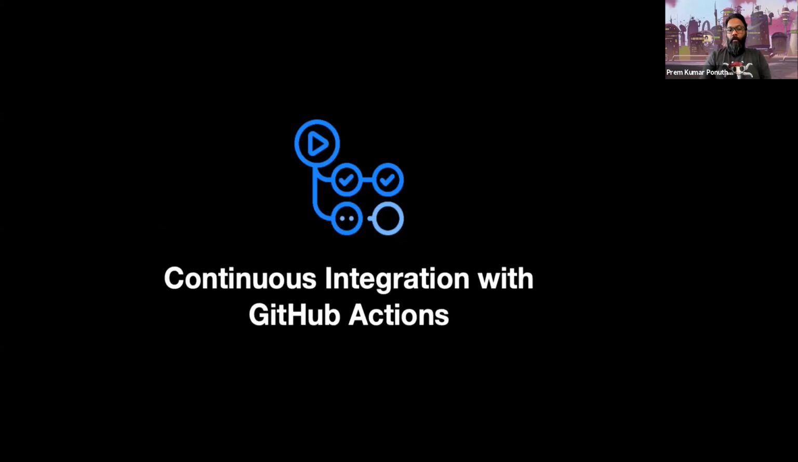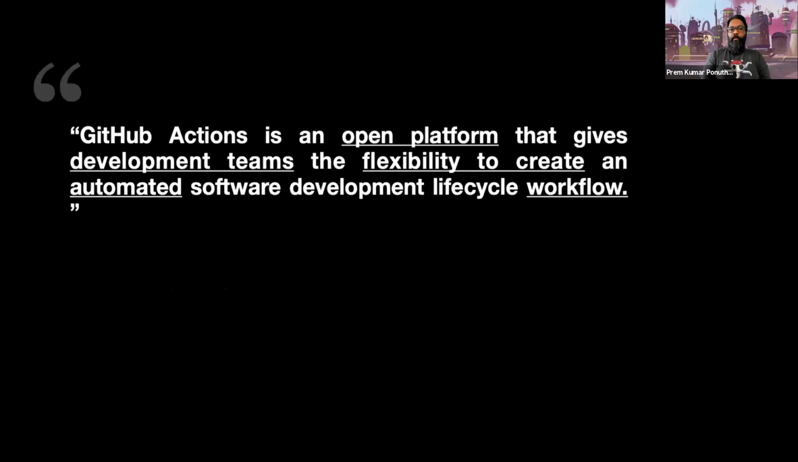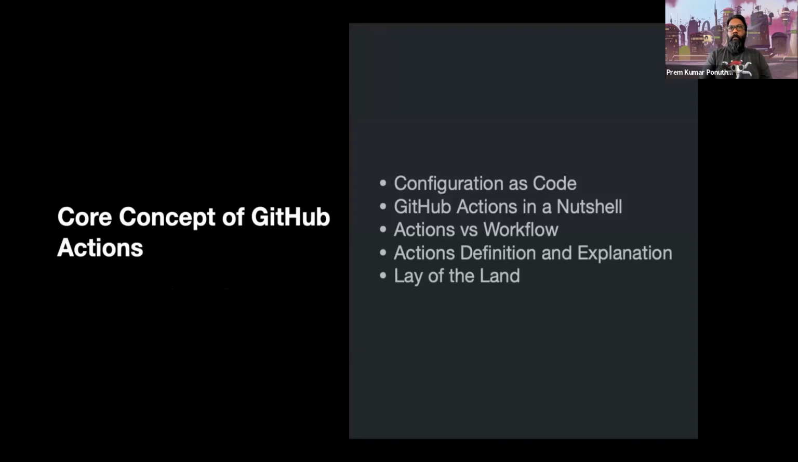So to start off with how GitHub Actions play a big role in continuous integration in your GitHub repos, we will first look at an official definition of GitHub Actions, where it's defined as an open platform that gives development teams the flexibility to create an automated software development lifecycle or workflow to meet your product development needs, right? So how does that actually translate into a technical implementation?